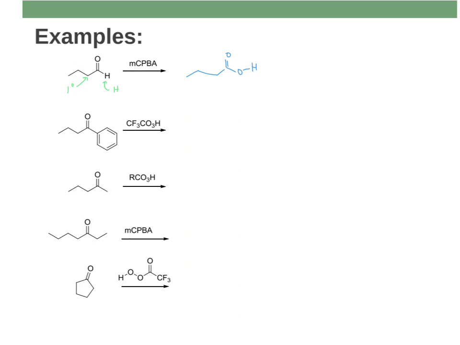If I look at the second one, same thing. I've got a primary group. I've got a secondary group that's an aryl group. It's an aromatic group. But either way, the secondary group is going to move faster than the primary group. And so I'm going to insert on that side also. So O, and then my aromatic ring. So this would be the ester that I'd make from that ketone.